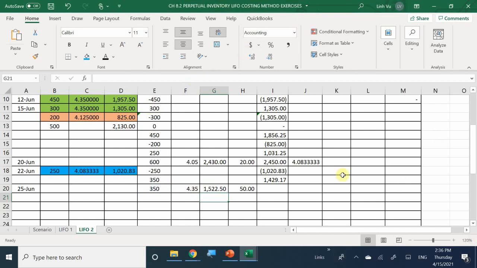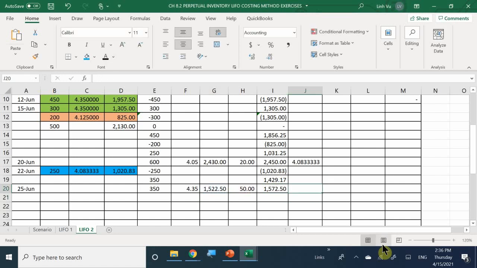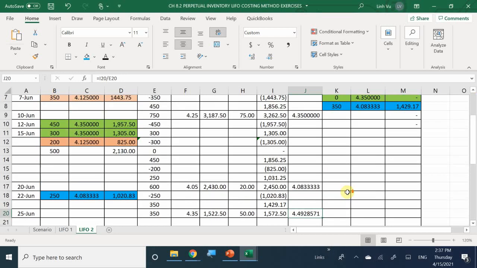1522.50 plus $50 freight, giving us a total cost of 1572.50. Good. And then last but not least, 1572.50 divided by my 350 gives me a cost per item of 4.49. Perfect. I'm just going to extend that out: 4.49285, and so on and so forth.